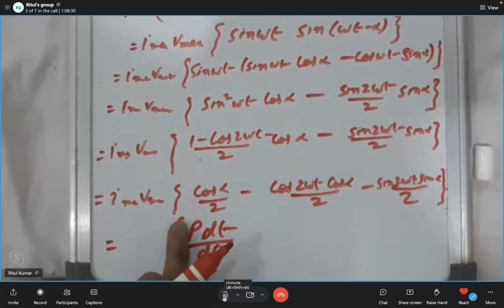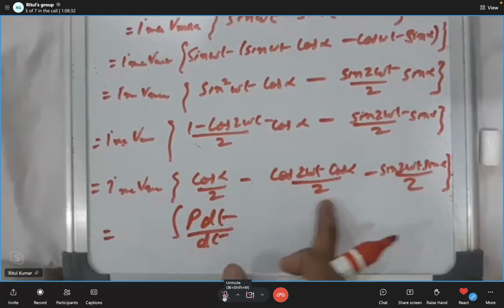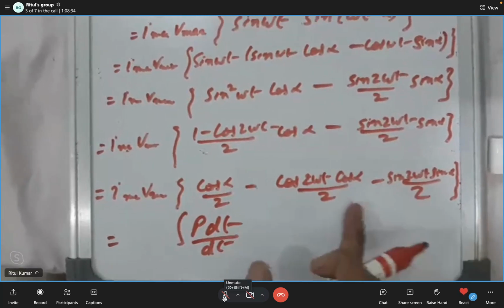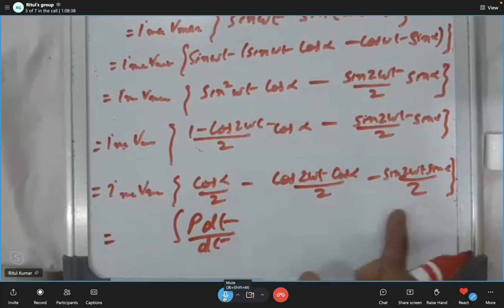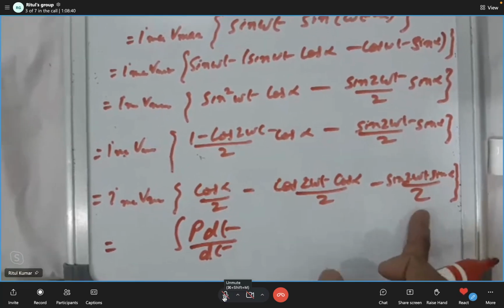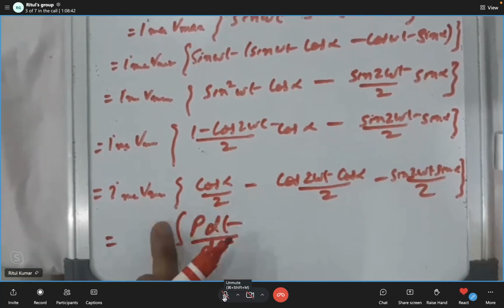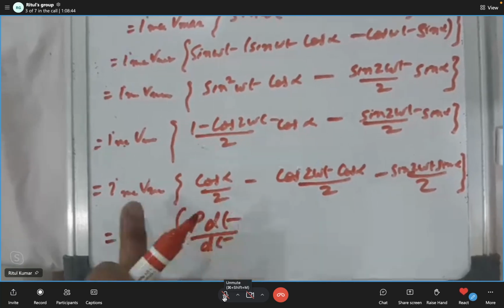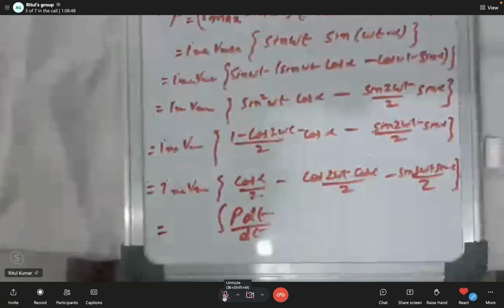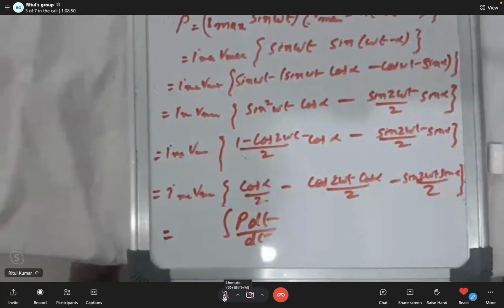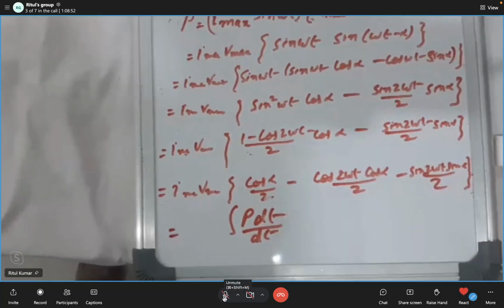When you integrate it over a period, these two terms will tend to 0, will become 0, correct? Check it out. So these become 0. And then what do we get as average power? You can see from here, we get Imax Vmax by 2 into cos alpha. Check it out. That will be the average power, correct?